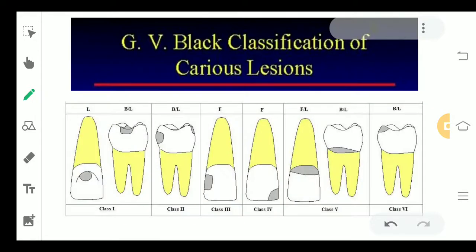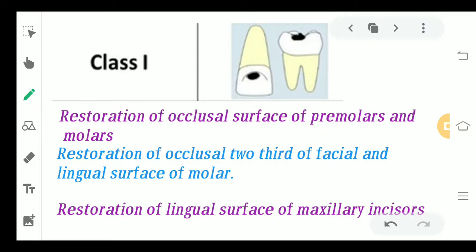Now he gave a total of 6 classifications. He gave 6 classes, class 1, 2, 3, 4, 5 and 6. In these 6 classes, he told you what are going to be the different kinds of shape and features in different kinds of caries. So looking at the first class, that is class 1. Class 1 describes the restoration of the occlusal surface of premolars and molars.